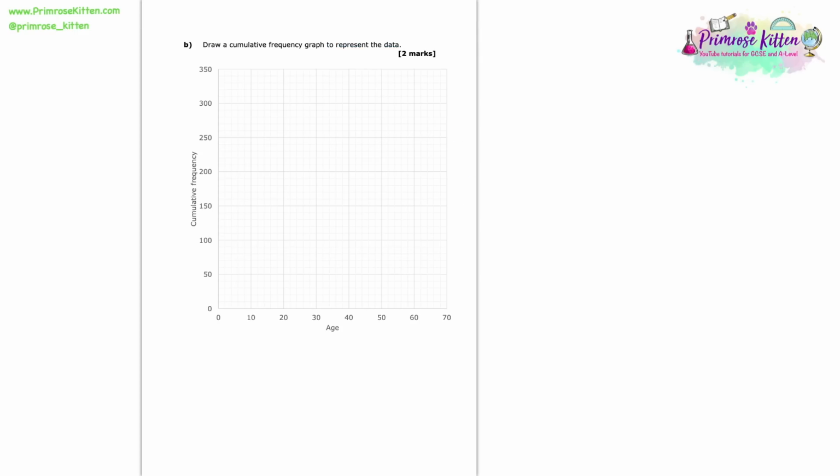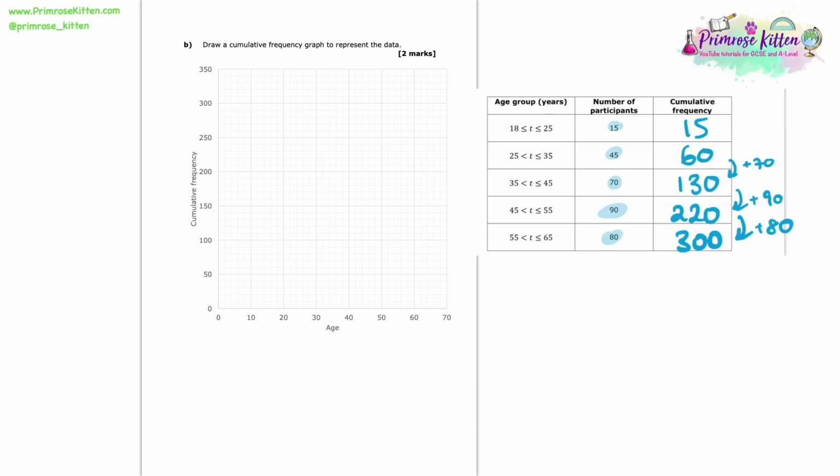So now we're asked to draw a cumulative frequency graph to represent this data. So let's remind ourselves of the information we had on the previous page. The thing that we most importantly need to know here is that we use the final number in each interval. So here we're going to plot the point on the x-axis of 25 because that is the end of the age group interval. So 25, 15 is going to be our first point on this cumulative frequency graph.